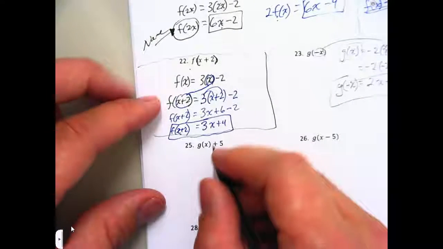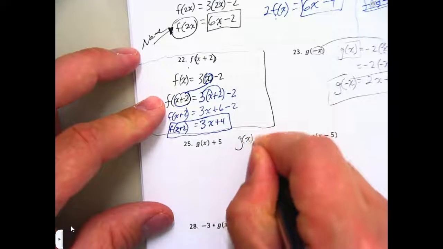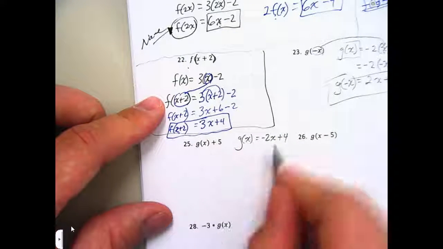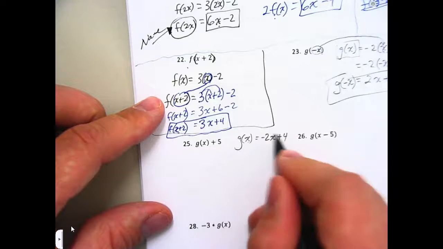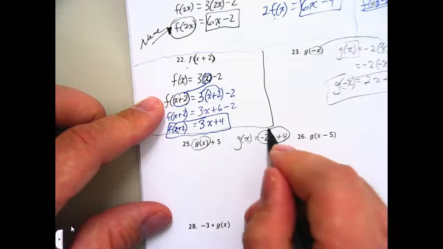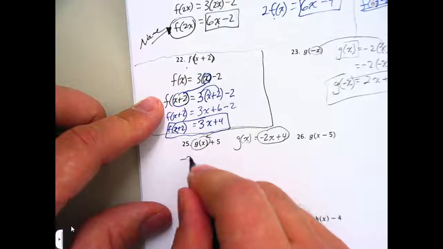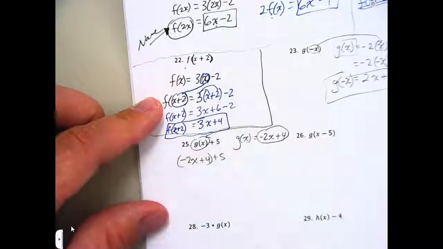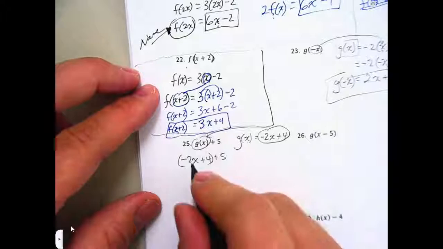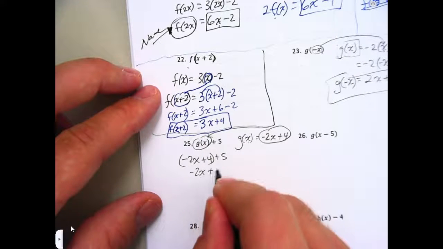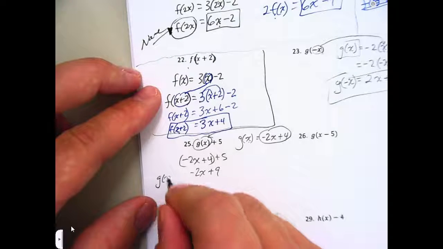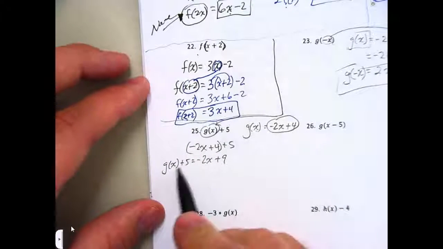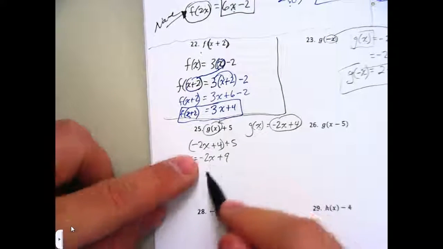Next one, g of x plus 5. So, once again, g of x is equal to negative 2x plus 4. And I'm replacing g of x with g of x. So this replaces that. It's plugged in right there. So we have negative 2x plus 4, all plus 5. And that gives me negative 2x plus 9. So g of x plus 5 equals negative 2x plus 9. Remember, do I do any math on this side? No. This is just its name.